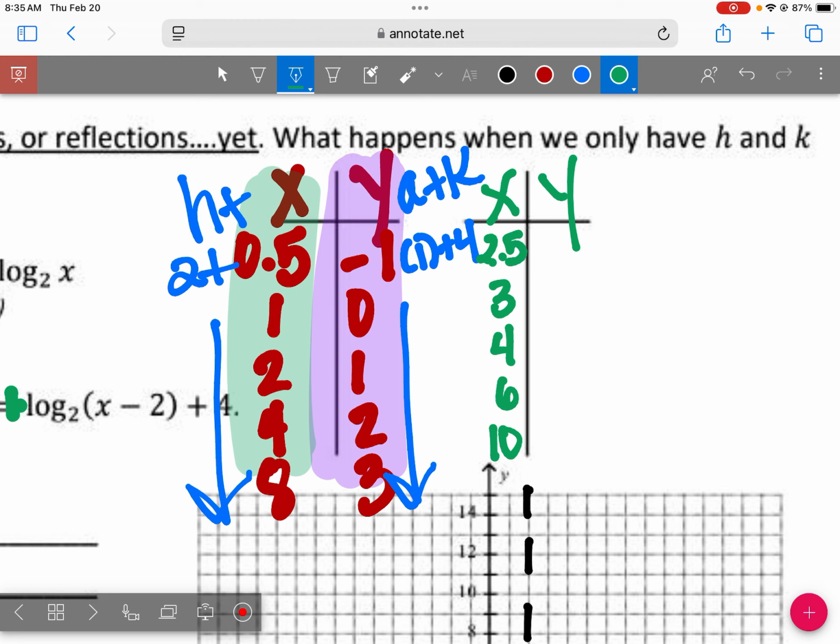Okay, so 3 up 4. So 3 up 4, put a point. 4 up 5, put a point. 6 up 6, put a point. And 10 up 7, put a point. And again, it's going to come through. You can't go through the wall. So it just goes straight down. And that is your graph.